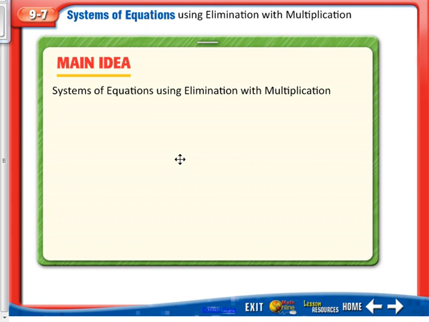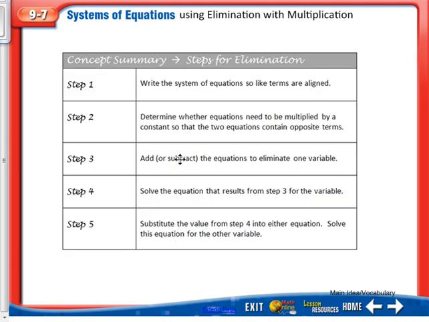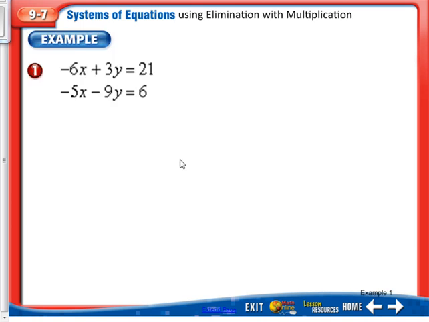In this lesson, we're going to solve systems of equations using the elimination method, but we may have to use step 2 and do some multiplication in order to get two equations that contain opposite terms. So the steps remain the same as yesterday. Step 1, write the system of equations so like terms are aligned, and you can read through these 5 steps here. We'll go through them as we go through the examples.